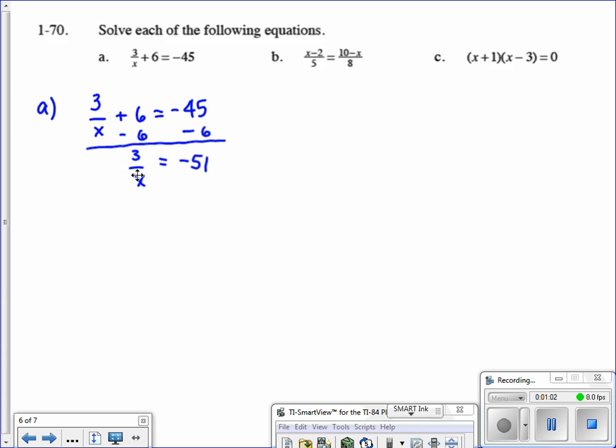Now, if I want to solve for x, my x is in the denominator, so I'm going to have to get it out. The next thing I can do is multiply by an x on each side. That leaves me with 3x divided by x, which is just 3. So we've got 3 equals negative 51x. Then to get x by itself, let's divide each side by negative 51.